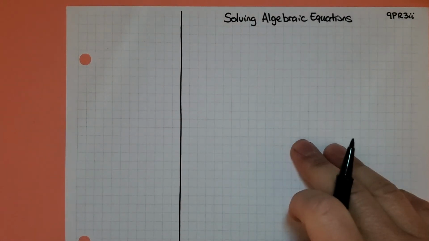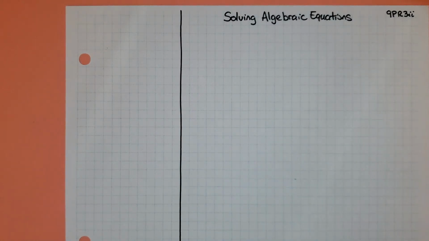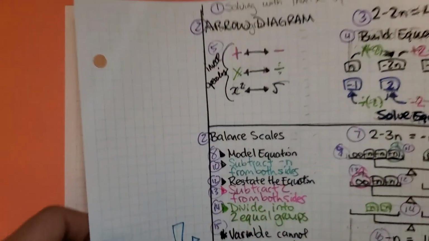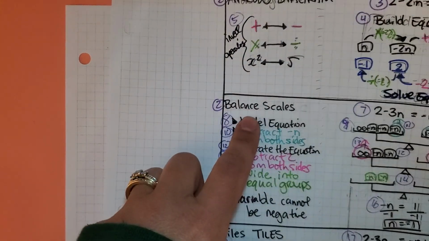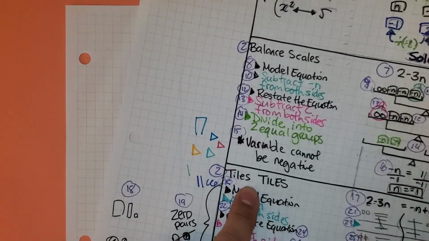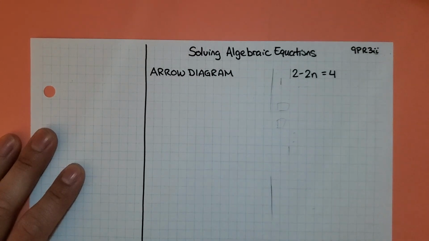Alright everybody, we're going to be solving algebraic equations today. We're going to do it with different models. Here's a really rough draft, but we're going to look at it with arrow diagrams, balance scales, and using algebra tiles. Alright, we're going to look at arrow diagrams first.